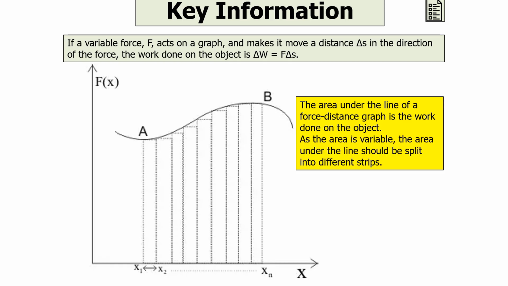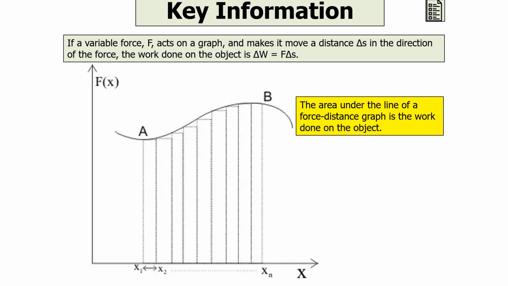Now, as the force is variable, the area under the line should be split into different strips. So the area under the line here is still the work being done on the object. However, you've got to work out the sum of all of the values of each of the strips.